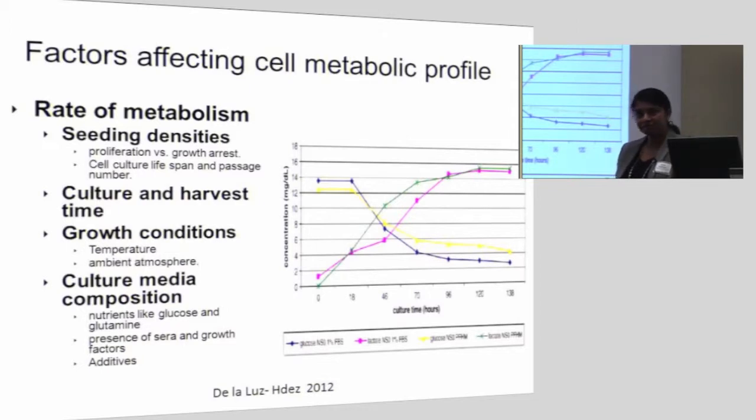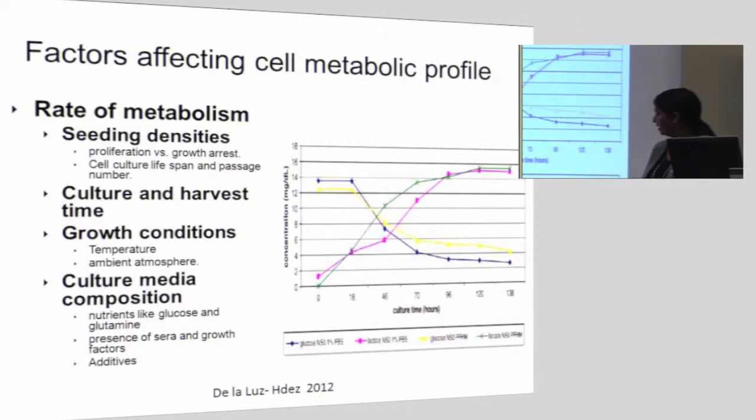Growth conditions, temperature, ambient atmosphere, whether carbon dioxide is present, the amount of oxygen in the atmosphere that you grow these cells in make a difference. You also feed in the nutrients for these cells, the amount of glucose in your culture media, the amount of glutamine, and how often you change your culture media, all that makes a difference.